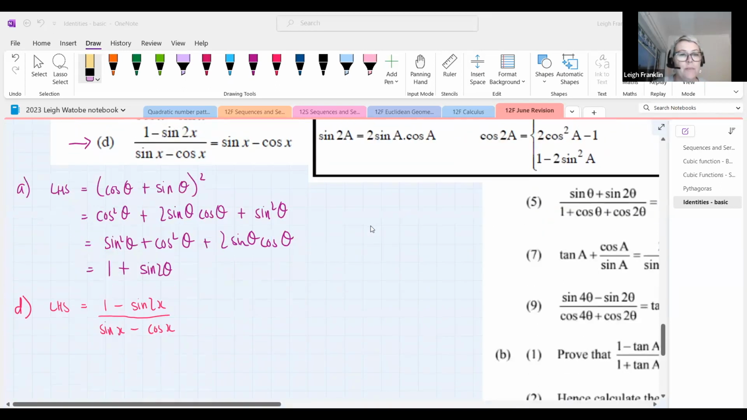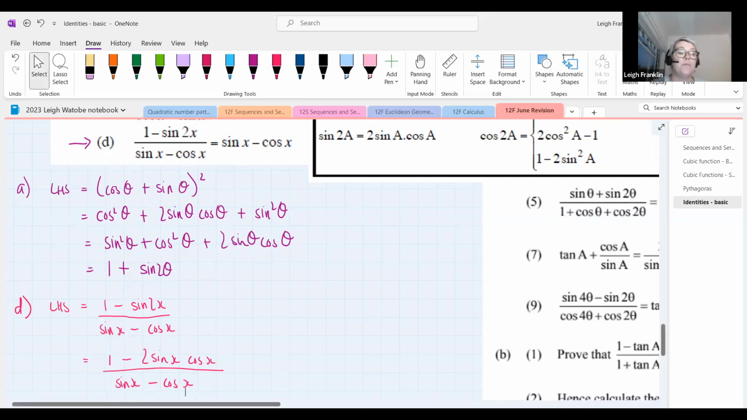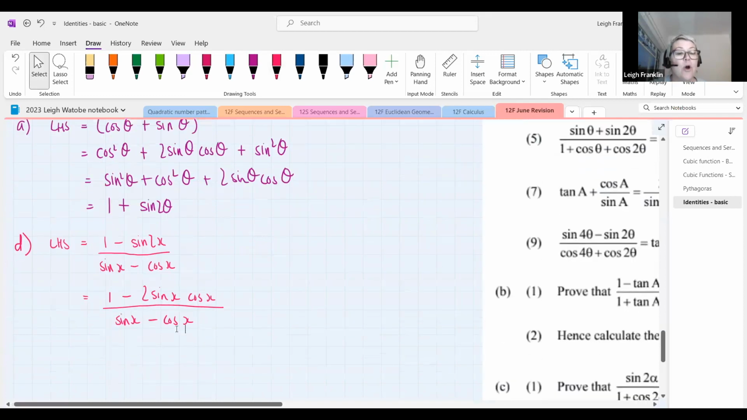Okay. All right. So if you didn't manage to finish all of this, it's not the end of the world. This is what we should have done in this case. We would have written 1 minus 2 sine x cos x, and then at the bottom, we would have kept that as sine x minus cos x. So we have 2 terms at the top, 2 terms at the bottom. You cannot cancel terms. You can only cancel when you factorize. So we can't factorize here, so there's got to be something else that we can do.